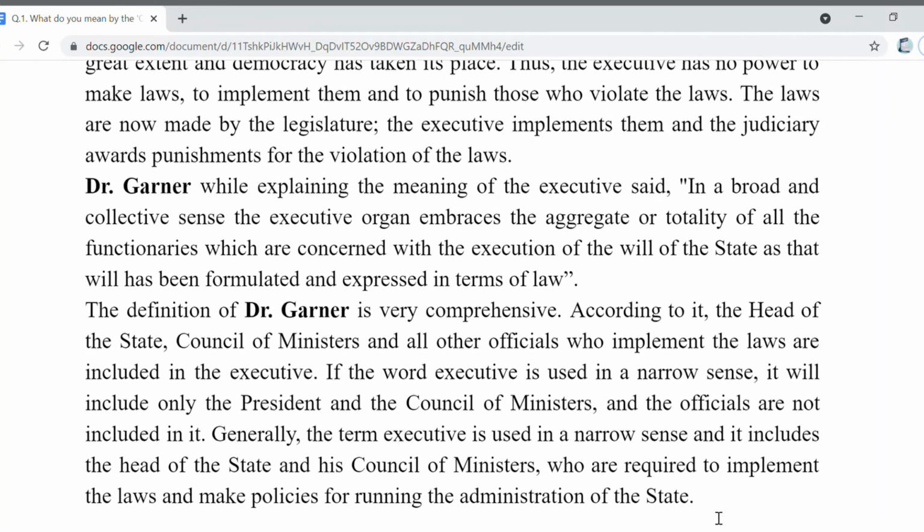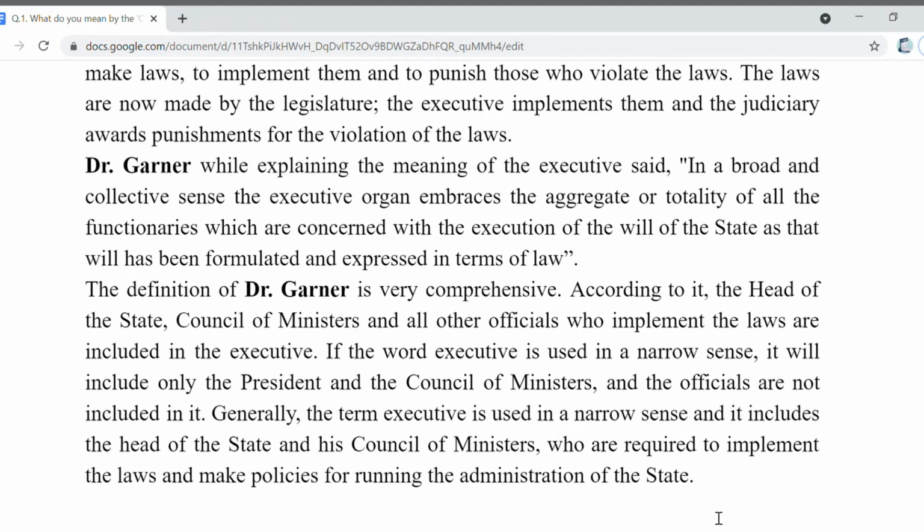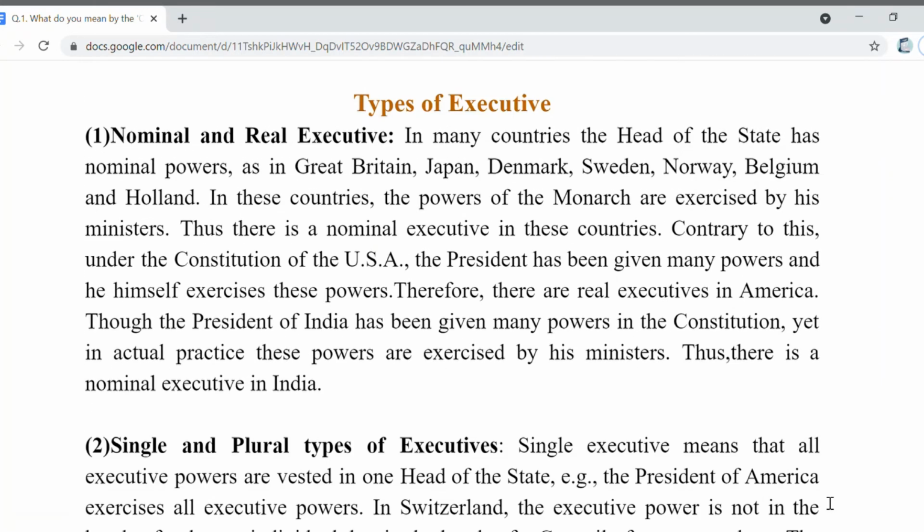If the word executive is used in a narrow sense, it will include only the president and the council of minister and the officials are not included in it. But generally term executive is used in a narrow sense and it includes the head of the state हो, council of ministers हो, who are required to implement the laws and make policies for running the administration of the state. तो 4 types के executive होते हैं.